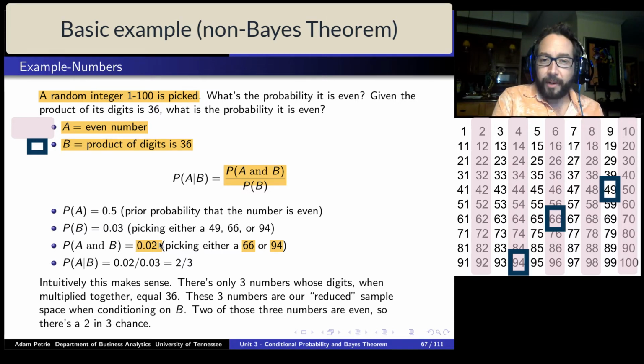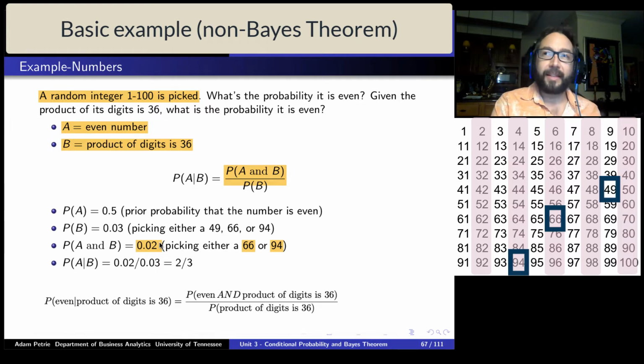Let's say I wanted to know what's the probability that the number picked is an even number given the product of its digits is 36. So I've picked a number. I do know something about that number. The product of the digits is 36. What's the probability now that it's an even number? The prior probability was 50%. What's the posterior probability, factoring in this additional knowledge that I know something about the product of its digits?